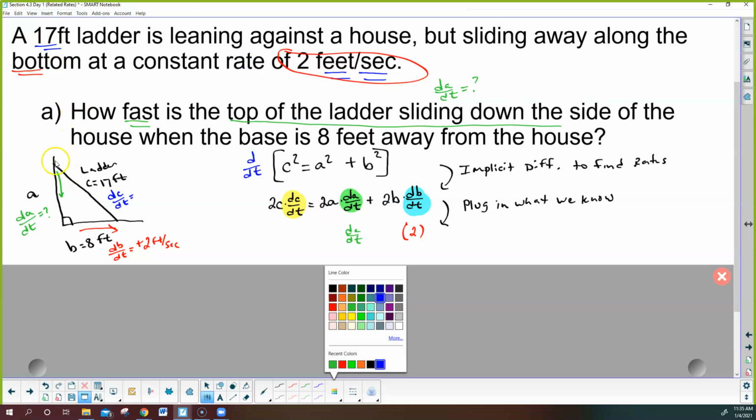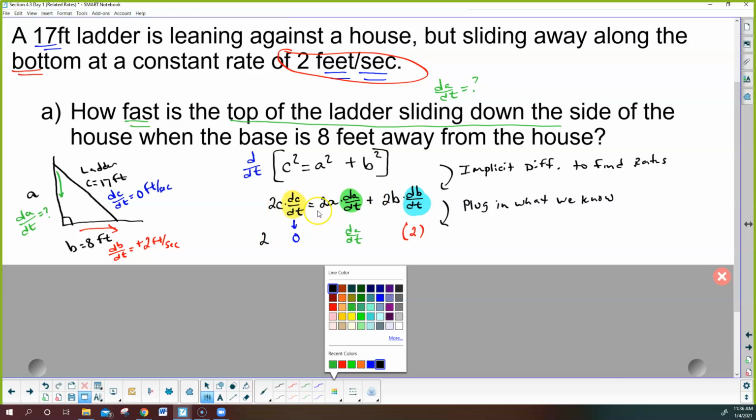17 feet. If the ladder is sliding down, is the length of the ladder ever changing? No, it's constant. The length will always be 17 feet no matter how much this slides. So you have to read into this and say, since the ladder isn't changing, its rate is 0. And that's the tricky spot. A lot of kids end up forgetting about that.